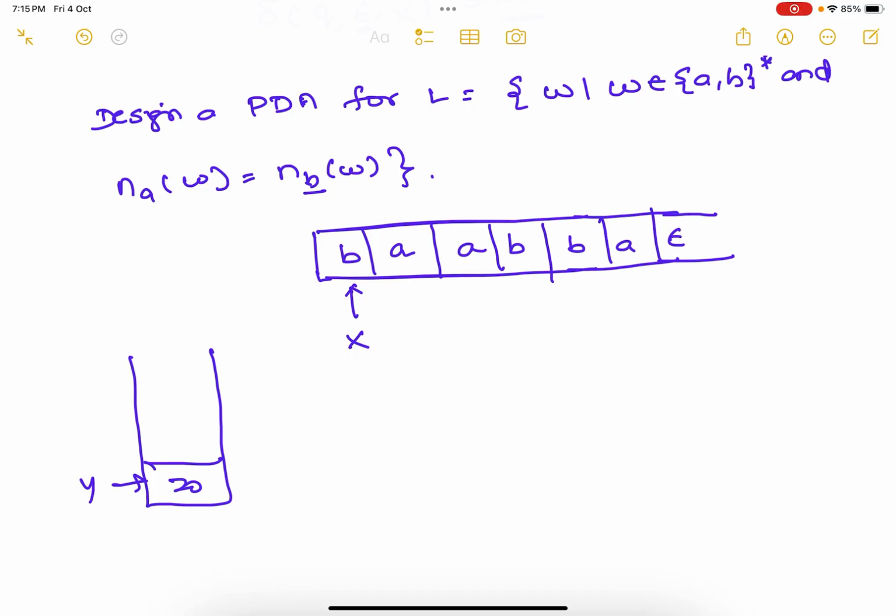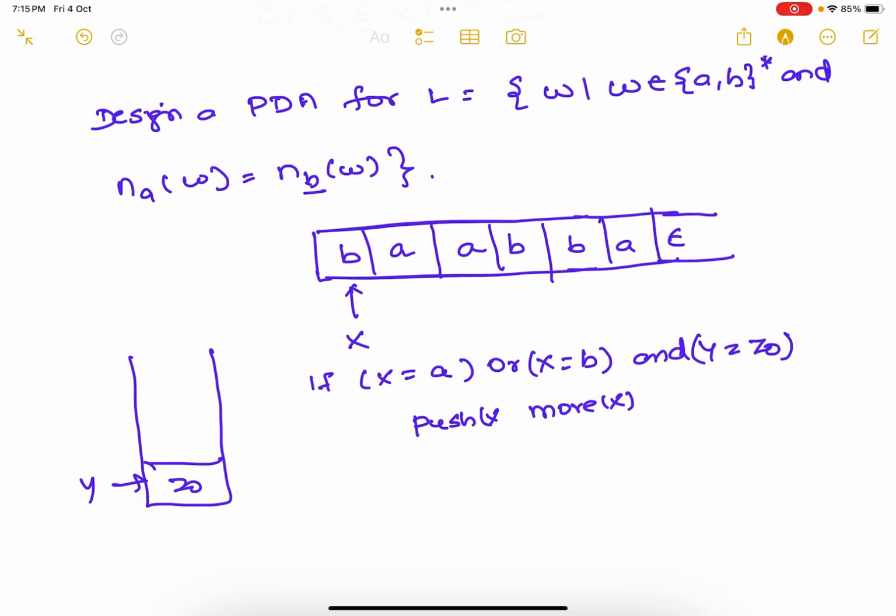So whenever there is a difference in symbols coming from the tape, then we will be pushing. Initially, whatever may be the state, if X is pointing to a string that starts with A or B, and if you have the stack as bottom of the stack, Z0, in that case we will push. So if X is equal to A or X is equal to B, and Y is equal to Z0, we can push X and move X.